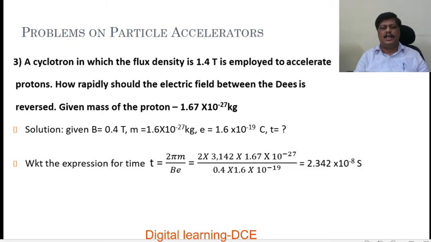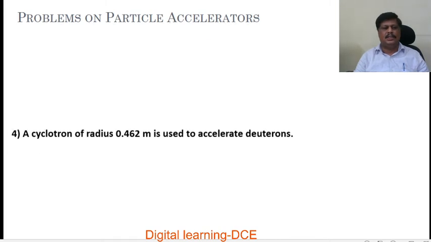We have to calculate time. How rapidly should the electric field between the Ds be reversed. Time should be calculated. We know that F is equal to qB by 2 pi m. Therefore, time is equal to 2 pi m by qB. Substitute all the values and simplify. We get the value of time 2.342 into 10 power minus 8 seconds.